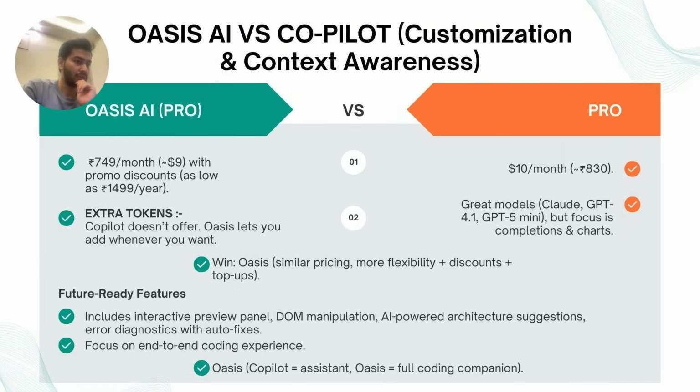So now moving towards the pro plan. The pro plan of Oasis is 749, which is almost around $9, and on the other hand for Copilot it is $10. Oasis lets you add extra tokens whenever you want, which Copilot doesn't offer. But the great thing in Copilot is that it gives access to multiple models, which Oasis is not giving as of now, but Oasis will also add these in future.